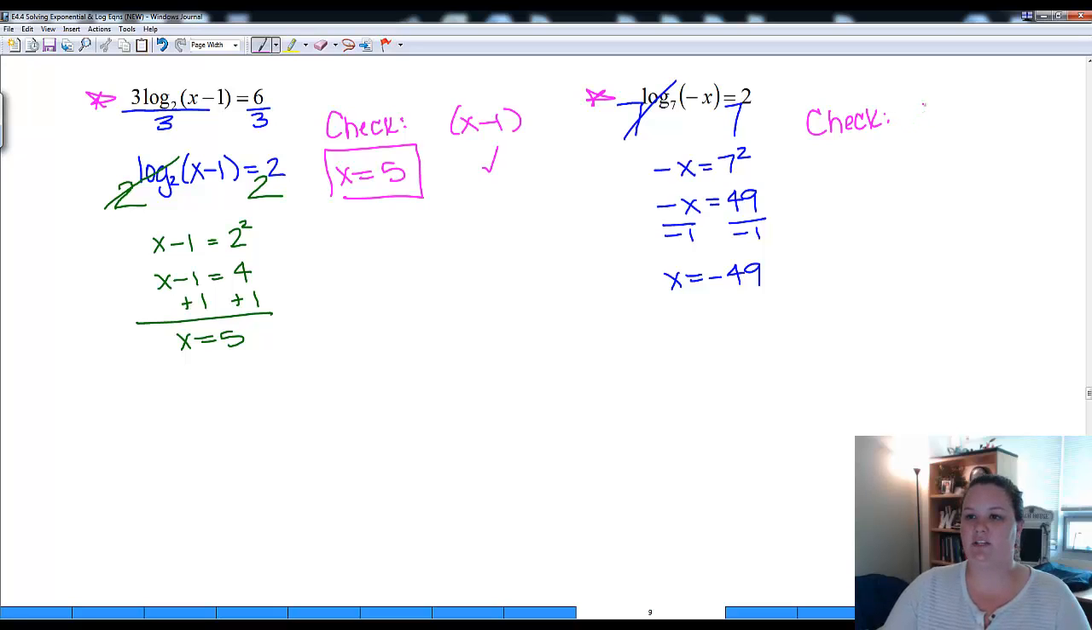I check my solution in my inside value, which is negative x. And I'm checking x equals negative 49. If I plug negative 49 into negative x, I'm going to get double negatives. And then double negatives make it positive. So this actually works out even though it was negative.